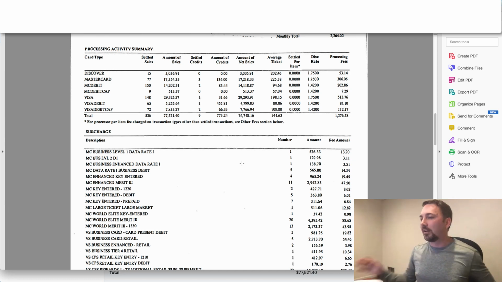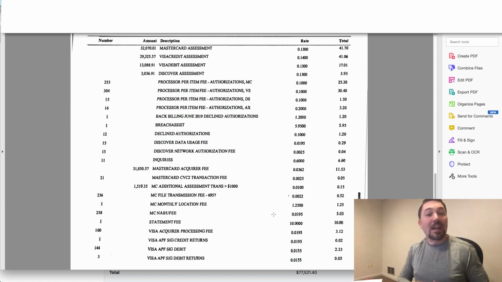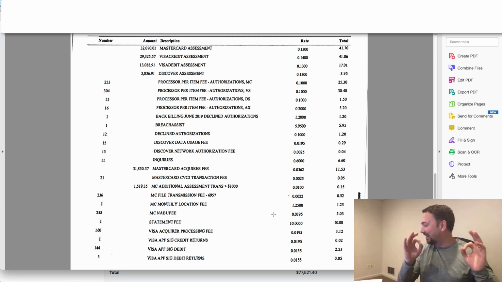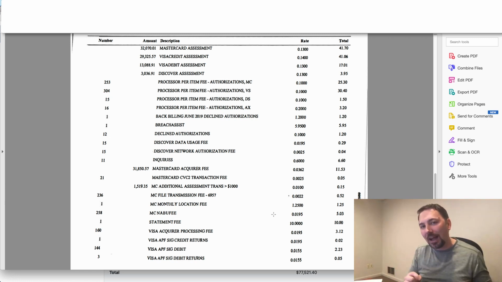Okay. All right, let's go to question number 3. Okay, I saved the best for last. This is a tough one for those of you that like to understand statements better. The question is, what is the total per item processing fee? What is the total per item processing fee?